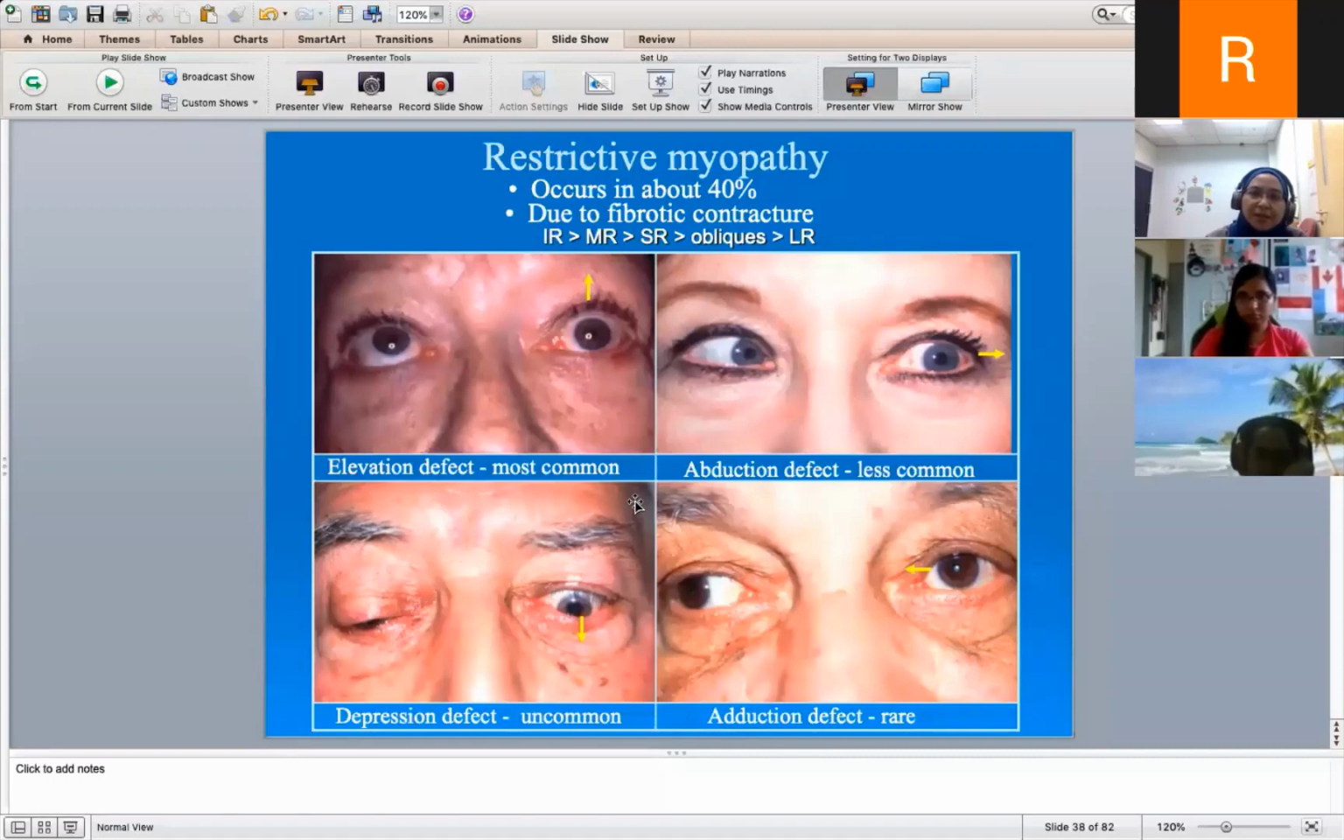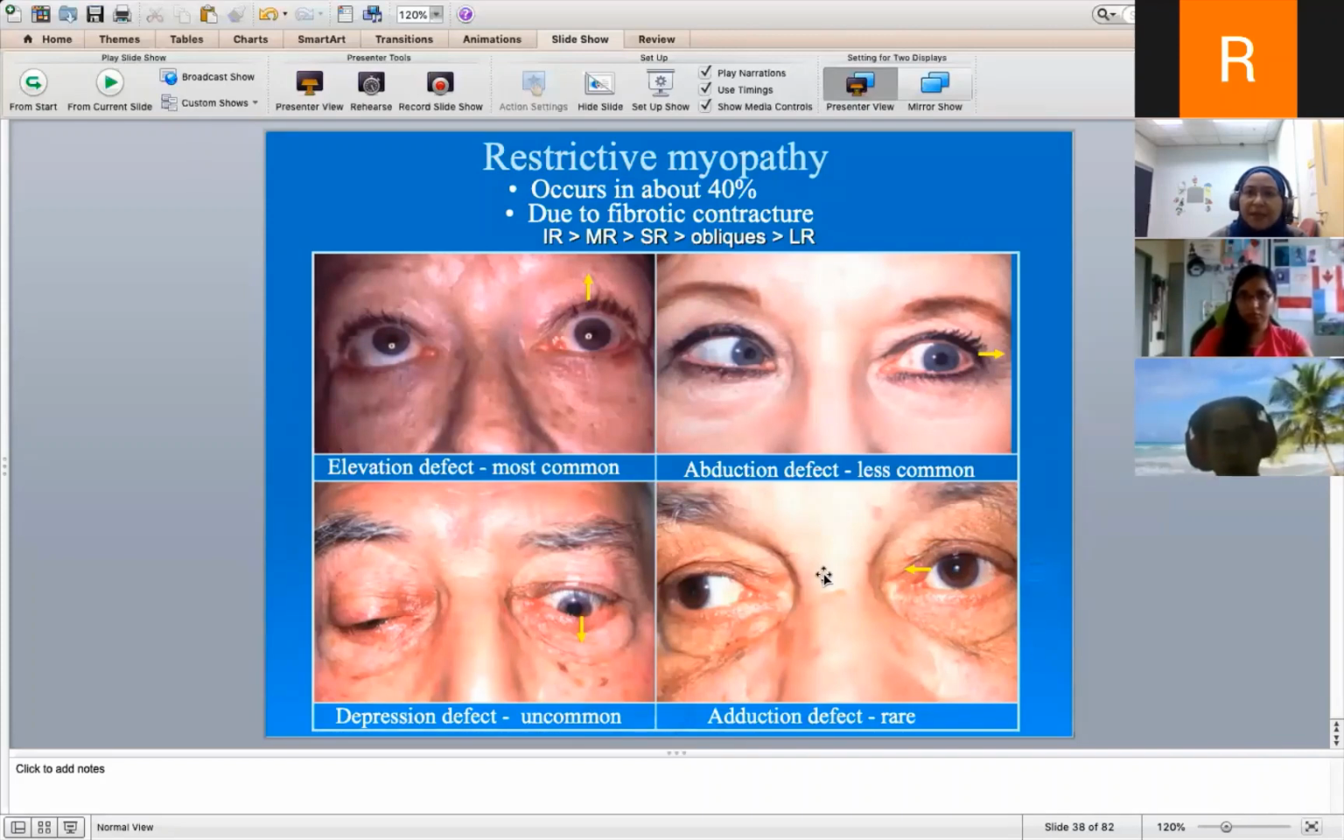Now this is just to show restrictive myopathy. When you ask the patient to look right and left, you know, for example, this one, the right eye is moving well, but the left eye is obviously affected. Patient cannot move the left eye. Yeah. So this is adduction. Remember, okay, when the patient looks inside towards the nose, you call it adduction. When the patient looks outside towards the ear, you call it abduction.